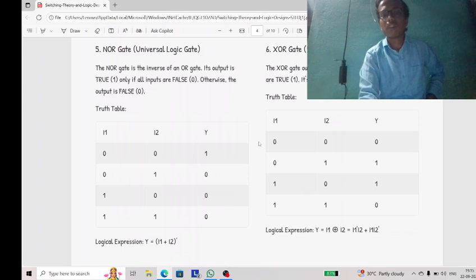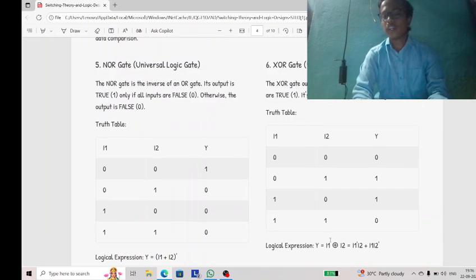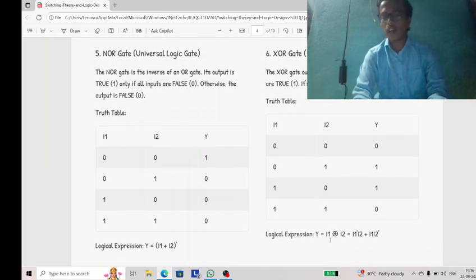Here we see another logic gate, the XOR gate. The XOR gate is also known as the exclusive OR gate. The XOR gate outputs a true, 1, if an odd number of inputs are true, 1. It is often used for parity checking. Parity checking is the main point. See the truth table of I1, I2, and the output y. The logical expression of the XOR gate is y equal to I1 XOR I2. It is also simplified as I1 bar into I2 plus I1 into I2 bar.